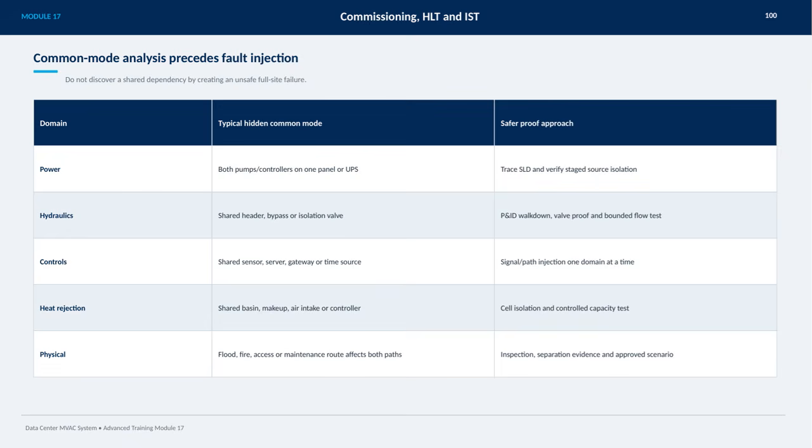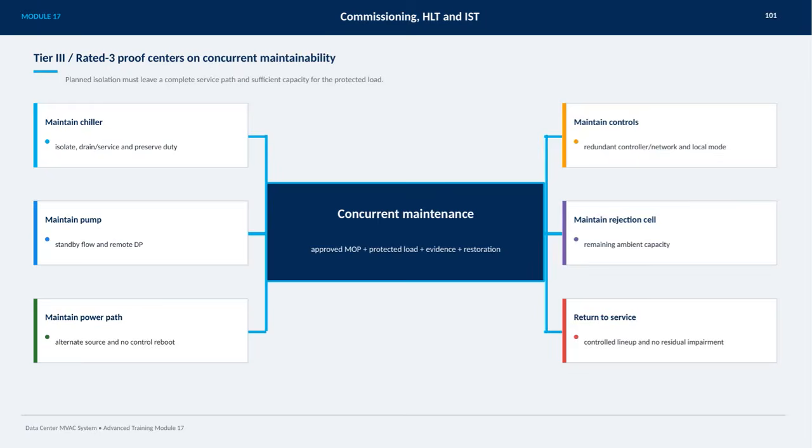Overall, this safer-proof approach helps identify hidden dependencies without risking a complete site failure, ensuring reliability and safety before moving on to fault injection. On this slide, we're focusing on Tier 3, or Rated 3, data centers and their requirement for concurrent maintainability. The key idea here is that any planned isolation during maintenance must leave a complete service path with enough capacity to support the protected load.